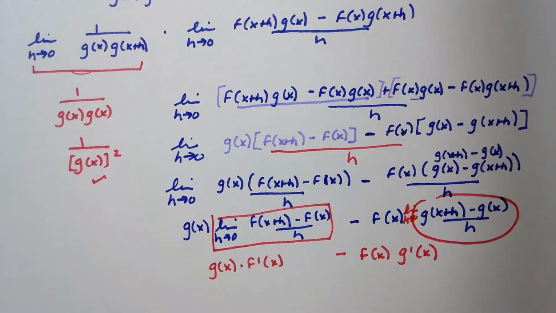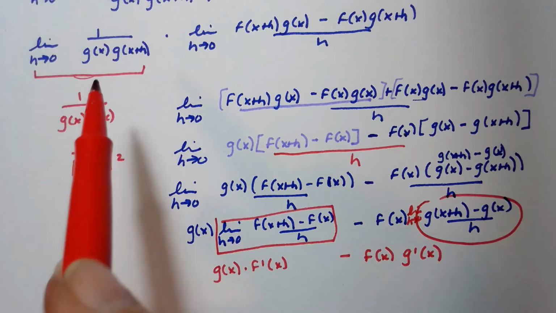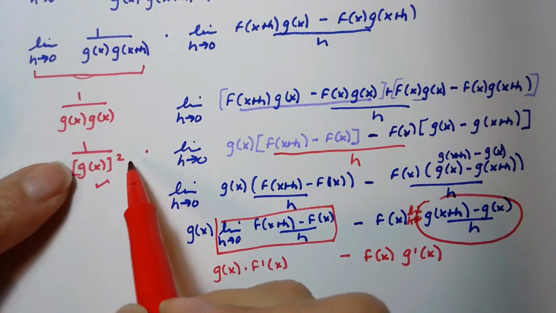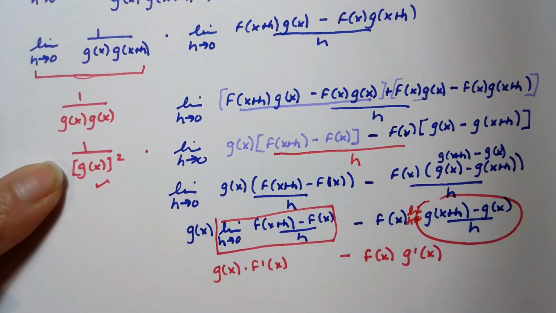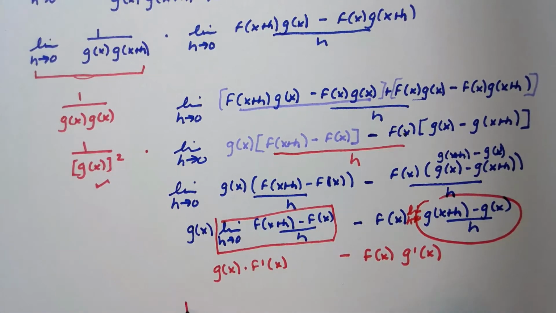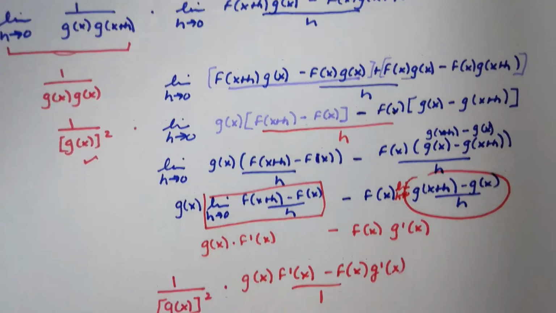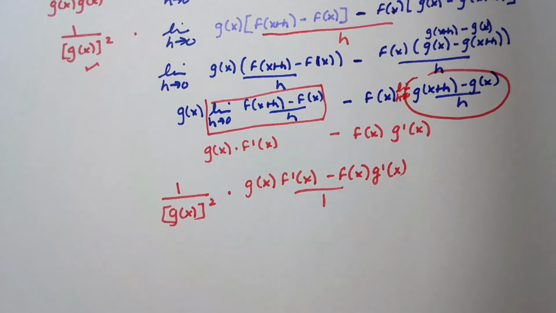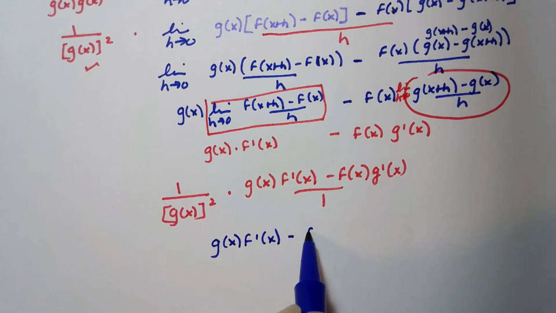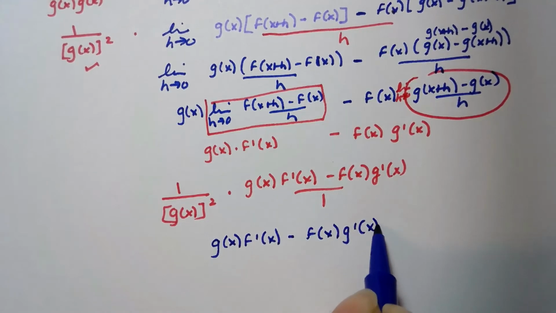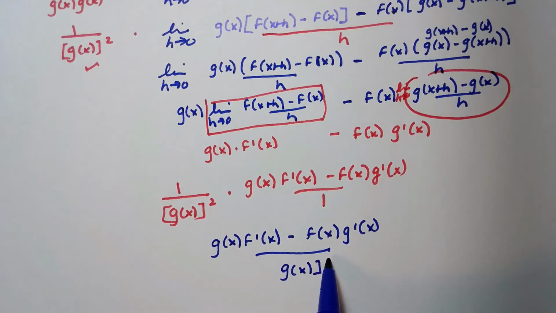Imagine that. And don't forget, way up here, this was times, right? I said we're finished here, but we're not done. I mean, we have to bring this down. This is times every step. So what I'm left with is 1 over g of x squared times g of x times f prime of x minus f of x g prime of x over 1, if you want to think of it that way. And now if I multiply them together, I get g of x f prime of x, minus f of x g prime of x, all over g of x squared.